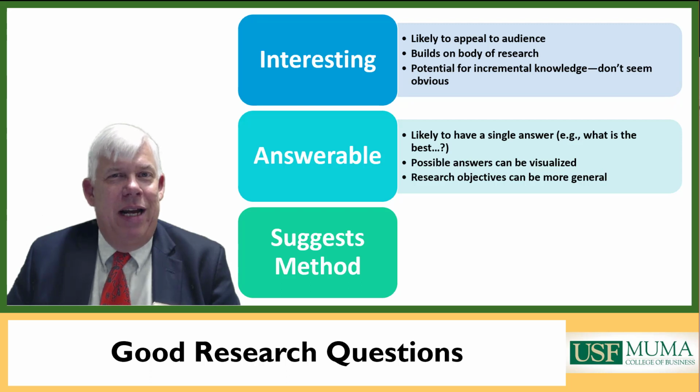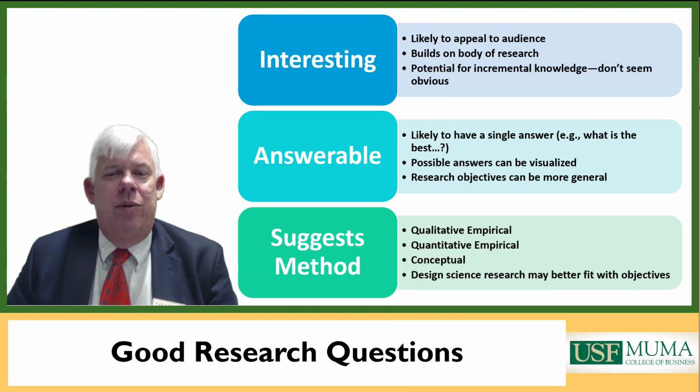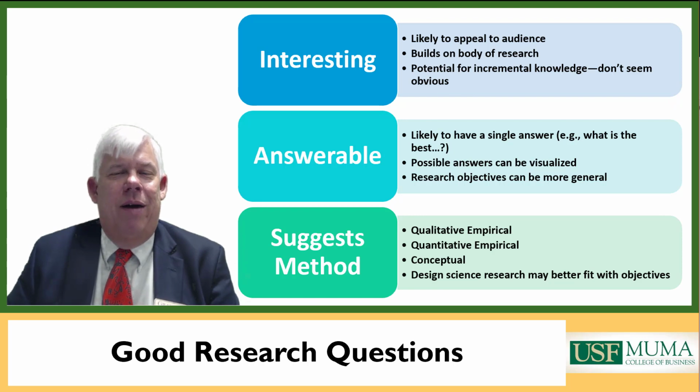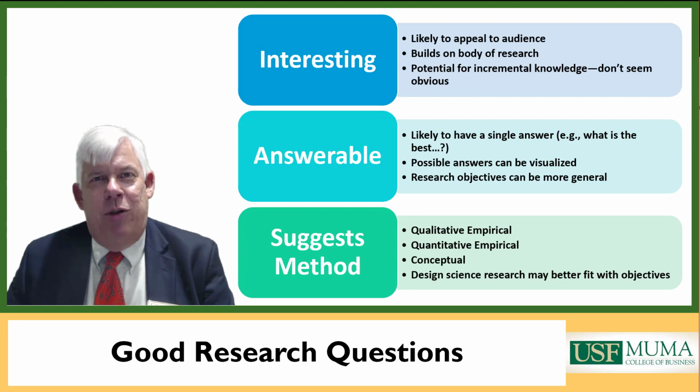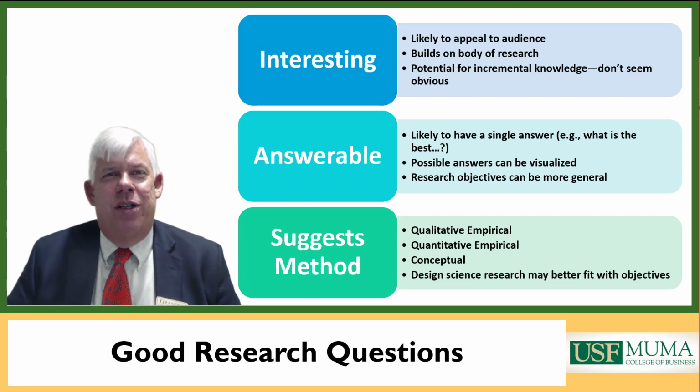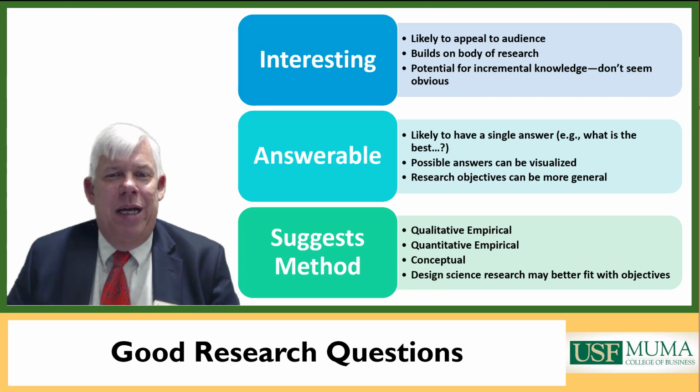And even if the method is a sound method, if you don't address the research question you pose, it's going to be very easy for a reviewer to reject your paper just on that basis. So one of the things that you can do is look at different methods. There are qualitative empirical methods, there are quantitative empirical methods, there are conceptual methods, there's a new area of research, design science research, which has its own methods. And ideally, the research questions you pose should suggest the method. And I'll talk a little bit more about design science research later because it's kind of a special case.